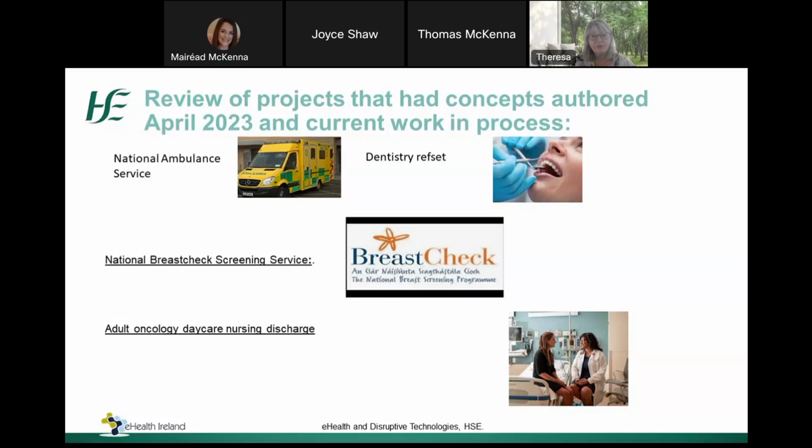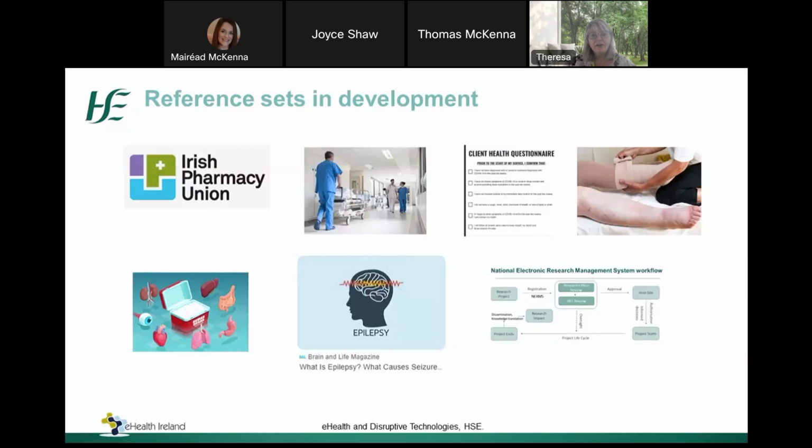nursing discharge group. Then we've also done a lot of work with the Irish Pharmacy Union on pharmaceutical concepts that need to be done for them to standardize it using the SNOMED terms. Patient flow is one that we've worked with. The client health questionnaire for the Ukrainian crisis, we've worked with them on a data set as well. The organ donation, epilepsy, and this one, the National Electronic Research Management System workflow.